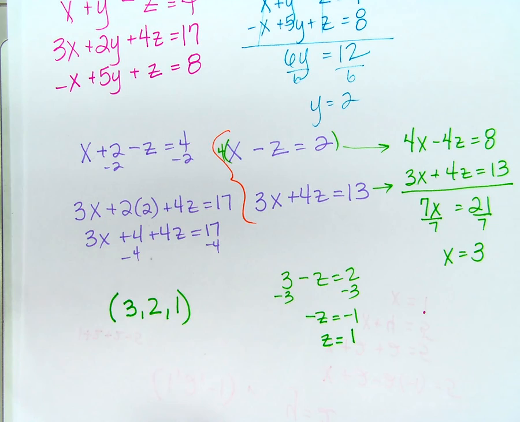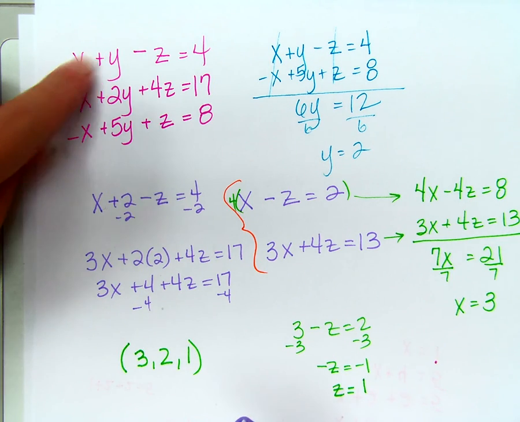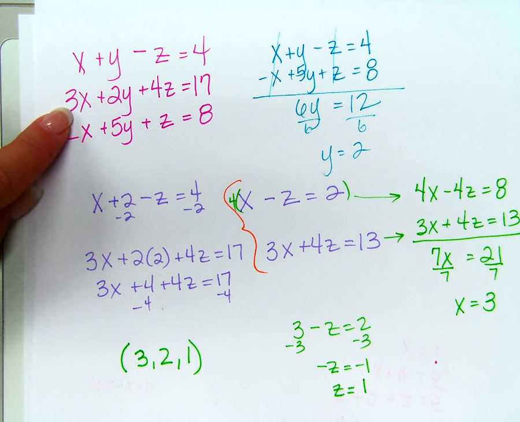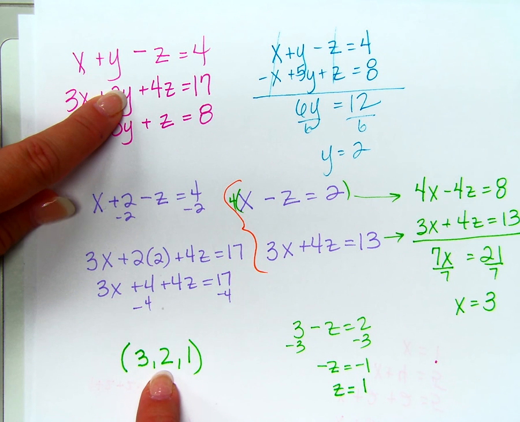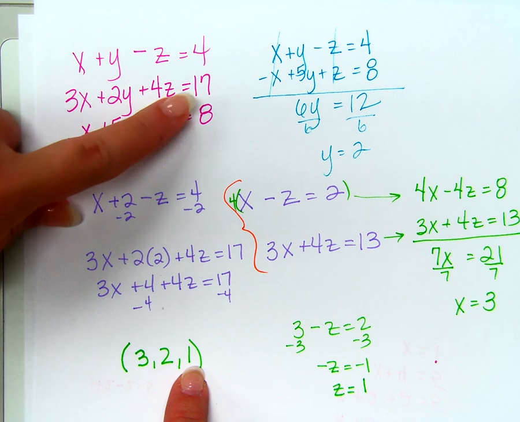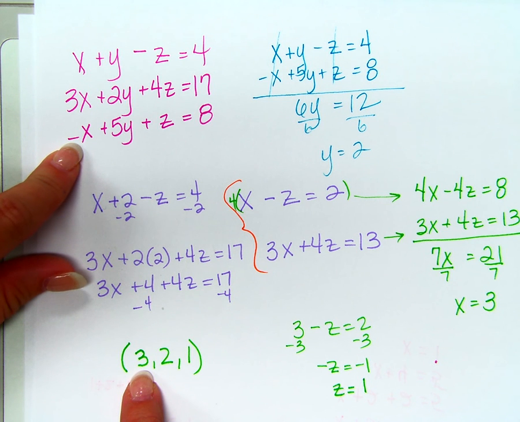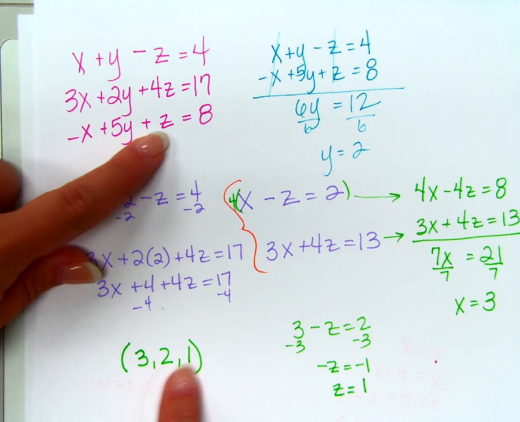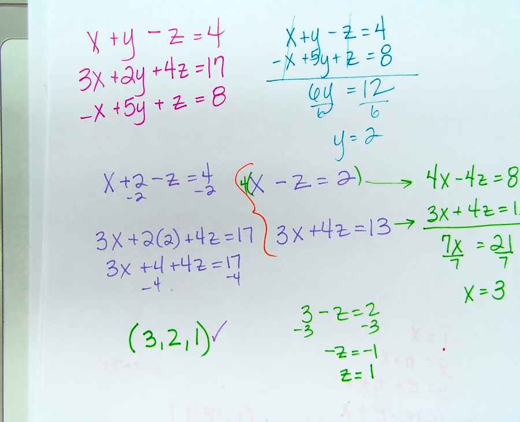Blast off. Is it right? We should check. 3 plus 2 is 5, minus 1 is 4. 9 plus 4 is 13, plus 4, 17. Negative 3 plus 10 is 7, plus 1. I checked it.